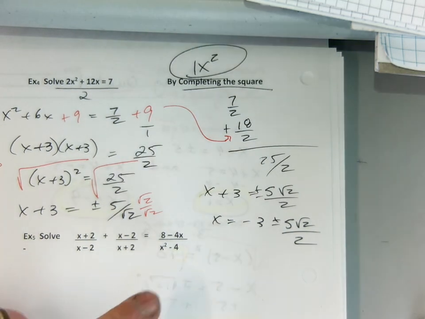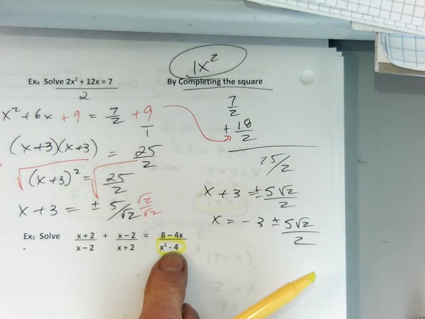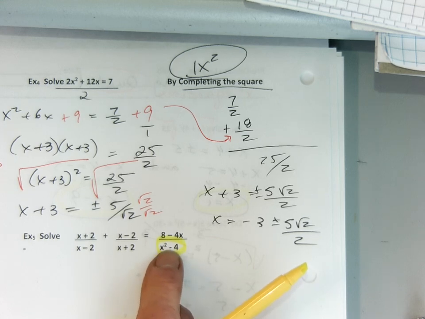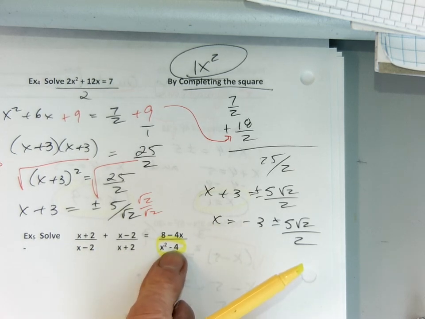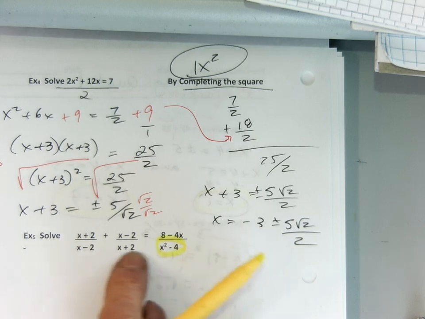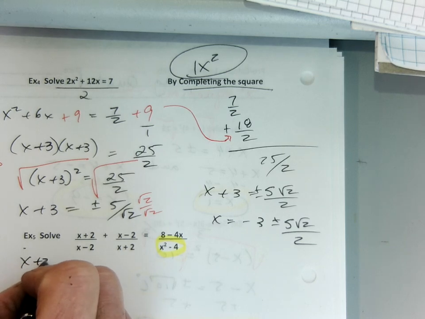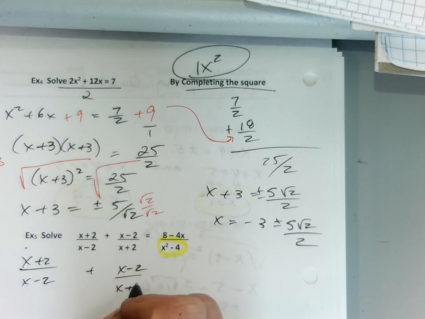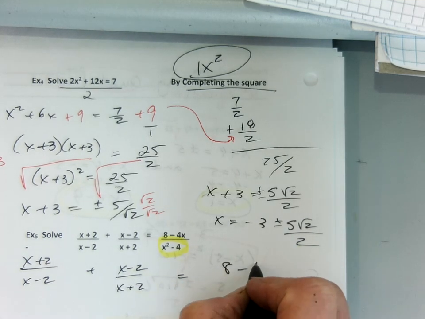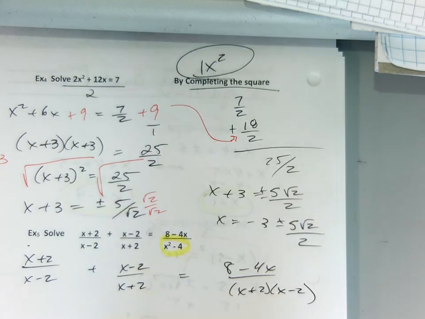First thing I see is this. The first thing I see, x squared minus 4 could be rewritten as what? That's going to help. You agree? I can factor it into x plus 2, x minus 2. And that seems like that's got to help somewhere, okay? So I'm going to write x plus 2 over x minus 2 plus x minus 2 over x plus 2 equals 8 minus 4x over x plus 2, x minus 2, right?